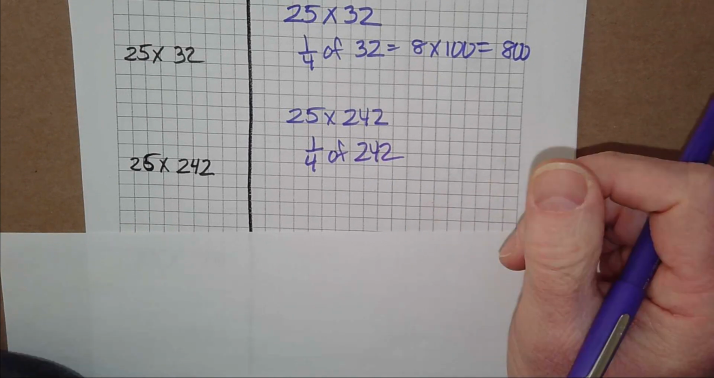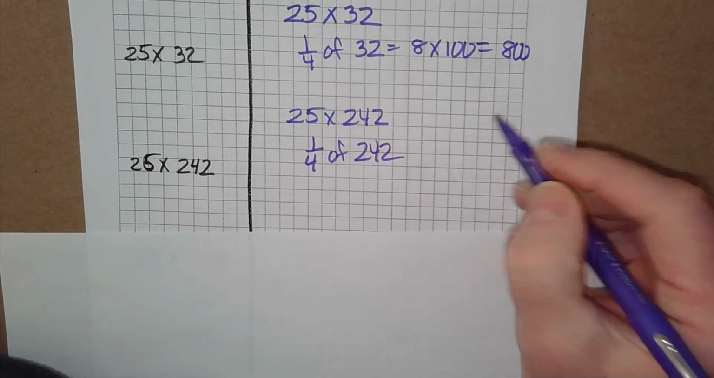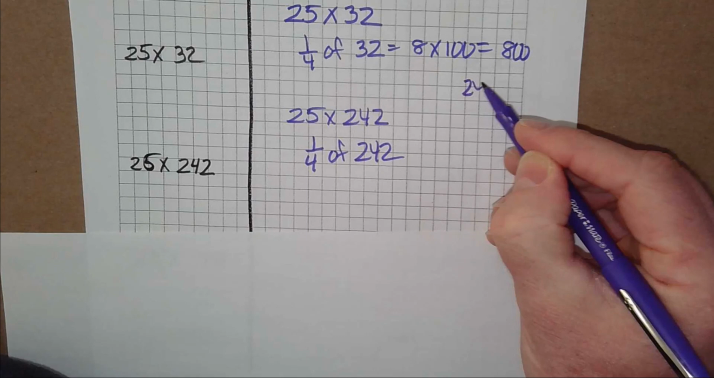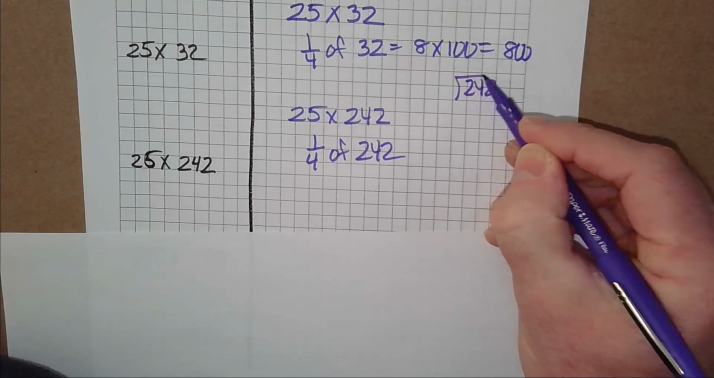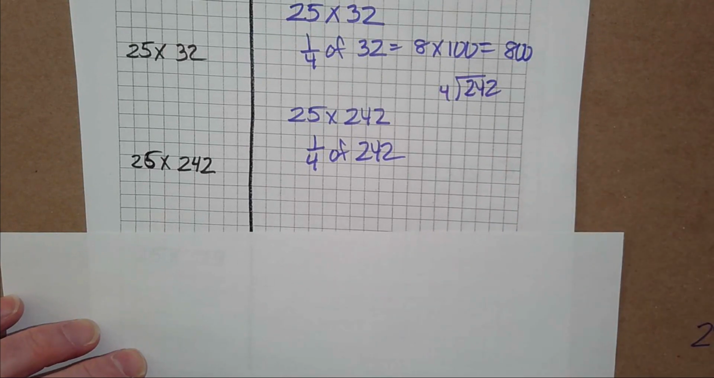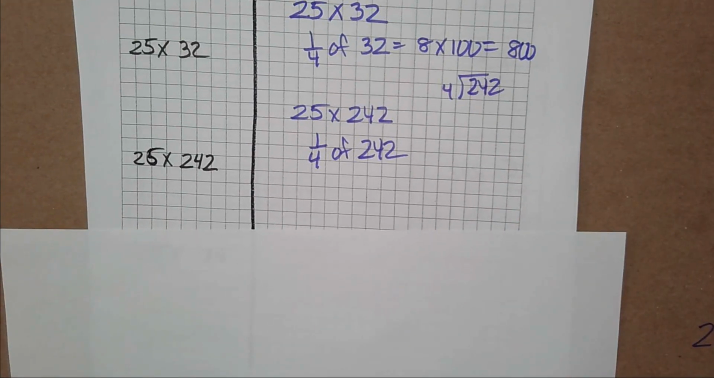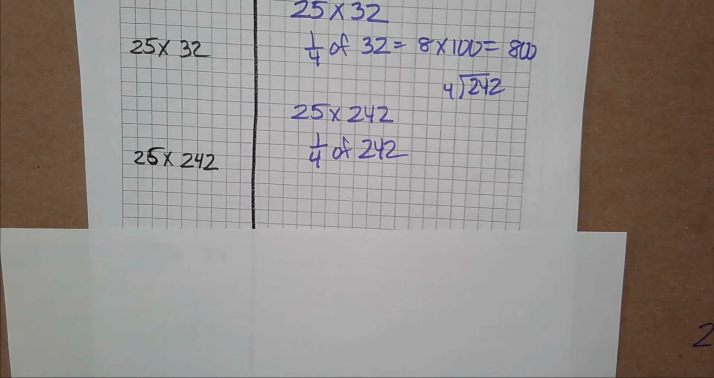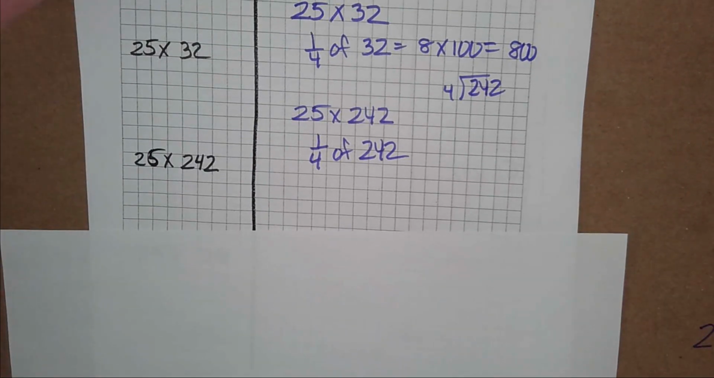Most of you can do this in your brains, but if you can't, remember, just get a piece of paper out, or even a calculator if you got one handy. What's 1/4 of 242? And sometimes it works out equally, sometimes it doesn't. What do you think? 121. No, that'd be half, I believe. Oh, yeah. It should be 60 and a half. 60 and a half. Very good.